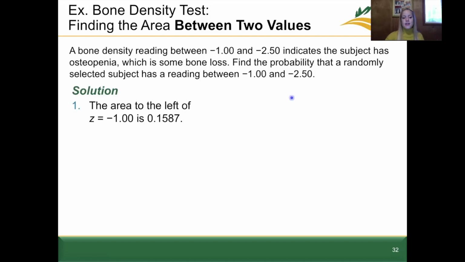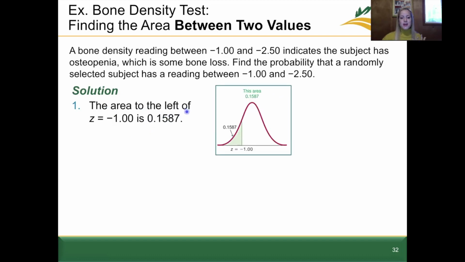For the solution here, we first want to know the area to the left when z is equal to -1.00. We know how to do this with Excel. We know how to do this with Table A2. I highly recommend drawing out examples like this. So the area to the left when z is equal to -1.00, where the z-score would be here pictorially, means that this area is 0.1587.